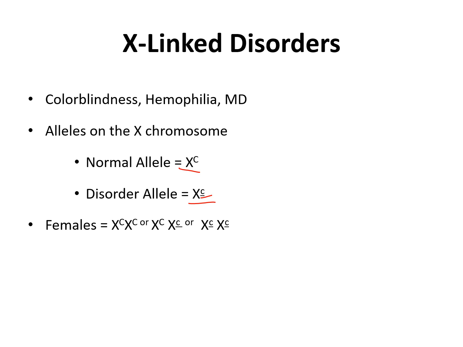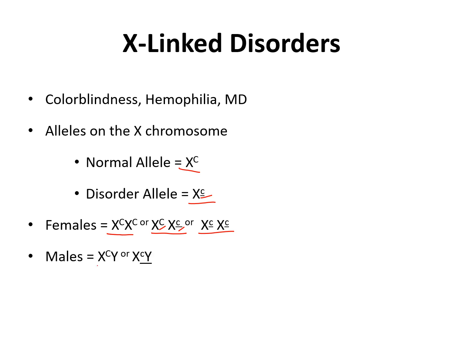Females. The genotype for an X-linked disorder in females can be written as XX with two normal alleles. That would be a woman who is homozygous normal. Or if she's heterozygous, you write the two X's with the capital allele and the lowercase allele. Or if she is expressing the disorder, both her X's would have the disorder allele, so lowercase.